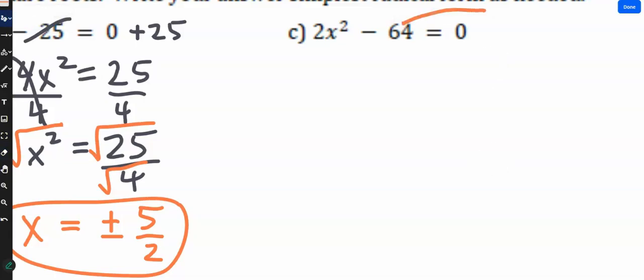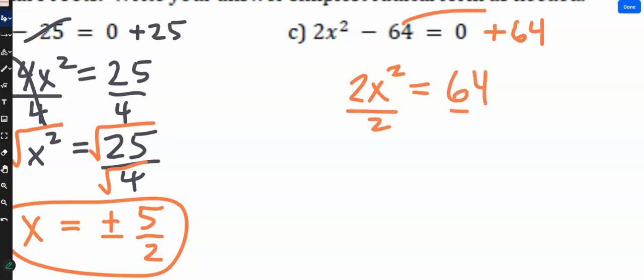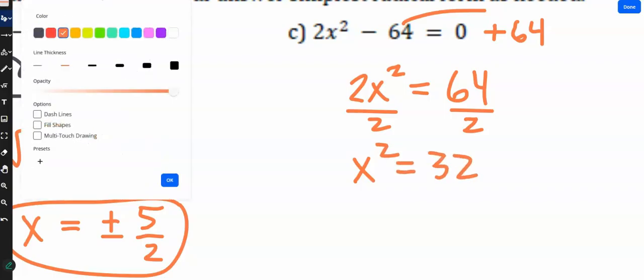Next, add the 64 over to the other side. 2x squared equals 64. Divide out the 2. x squared equals 32. And yes.